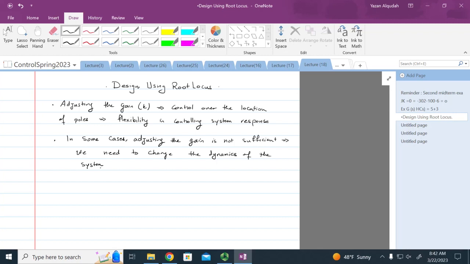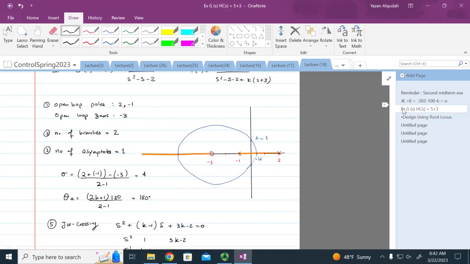So going back, looking at this example that we just had here, again, adjusting the gain gives me some flexibility. I can move and get different responses. But what if I want my response such that the poles have to be located at this location and this location? I'm not going to be able to. Make sense? There's no value of the gain that is going to give me a system response such that the poles are located at these locations.